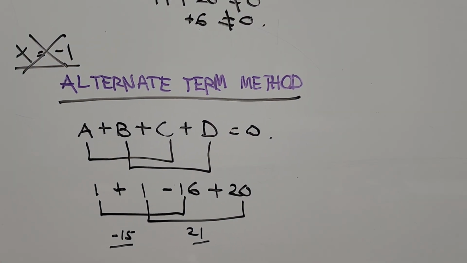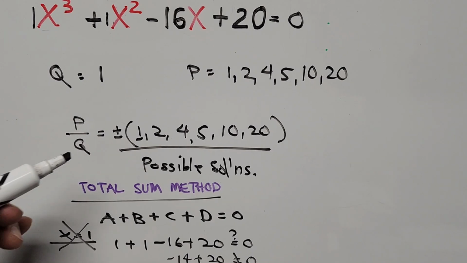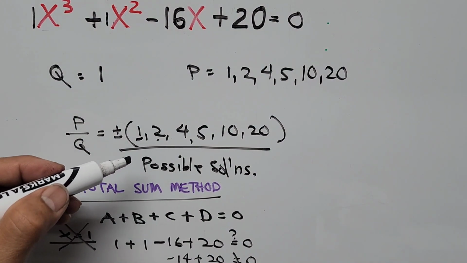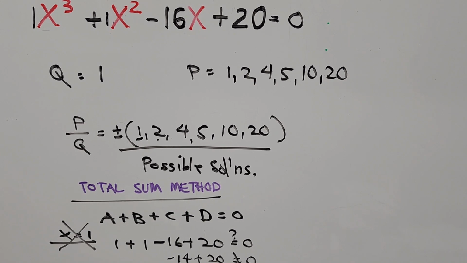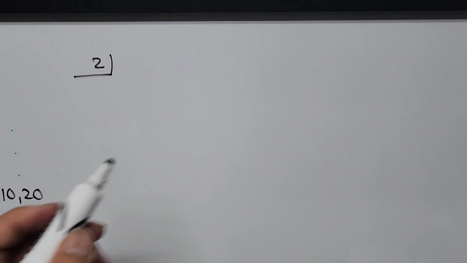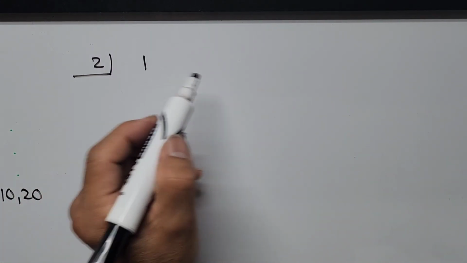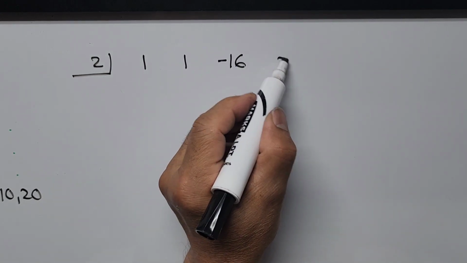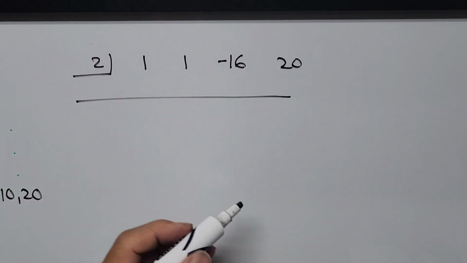So now let's go to the next possible solution. So here we have 2, positive, negative 2. So let's start with positive 2. So here we'll be using synthetic division. In synthetic division, we'll be using all the coefficients of the terms of the cubic equation again. So we have here 2. And the coefficients of all the terms of the cubic equation we have 1, 1, and negative 16, and positive 20.